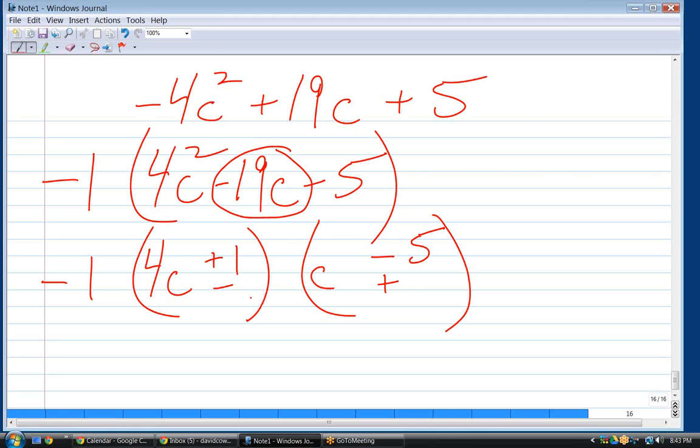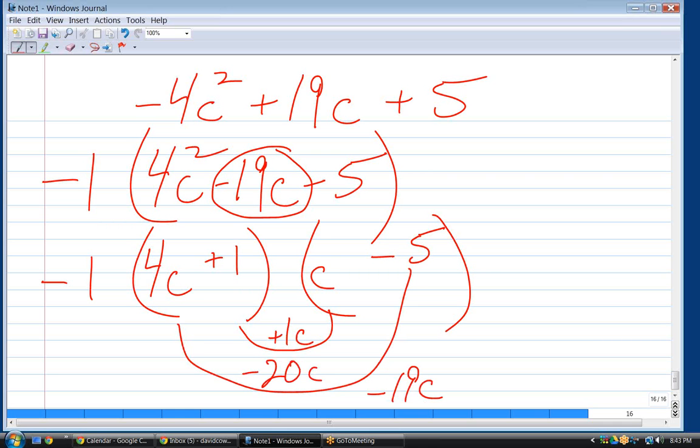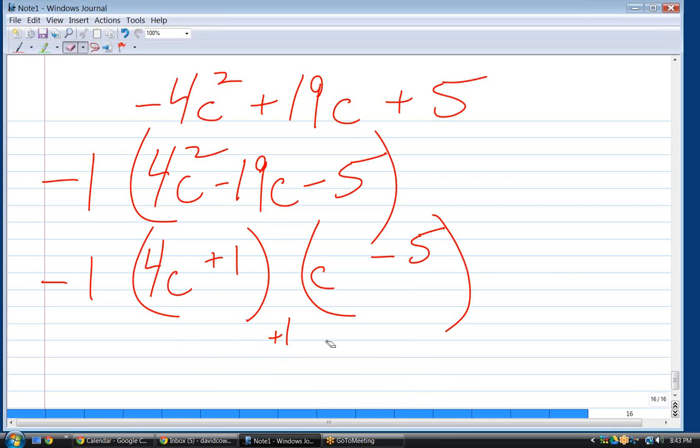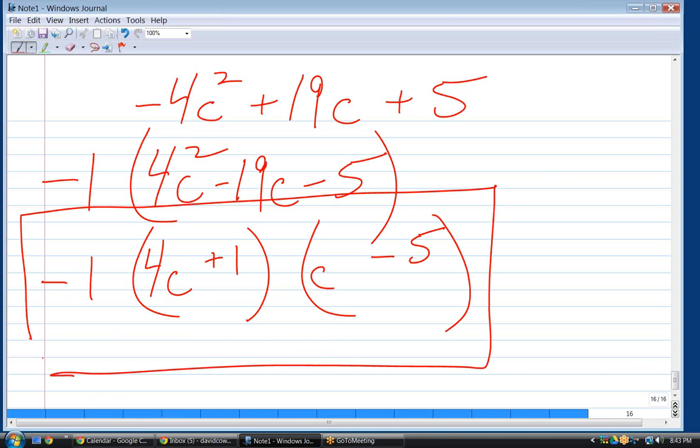Well, the other one has to be 1. And 1 times c is 1c. Does that work? Yeah, it does. Plus 1c minus 20c gives you -19c. That's our answer. And when I say that's our answer, I mean including the minus 1. So our answer is this. Okay.